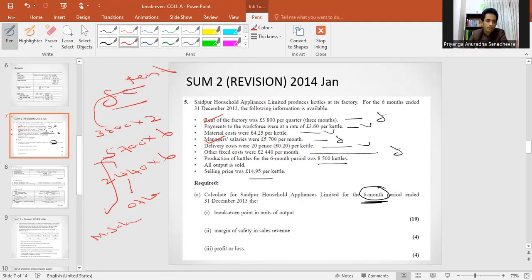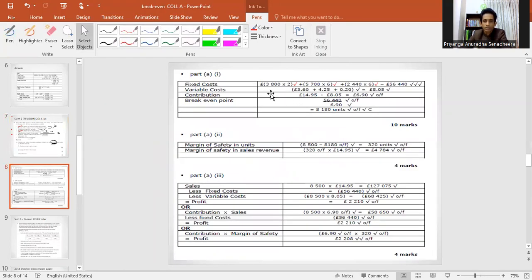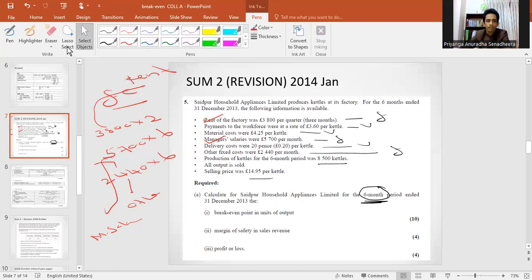You need to calculate the break even. So we go and see the marking scheme. What is the total fixed cost? It will be 56,440. Then we are moving to calculate the variable cost. I will quickly erase this part.